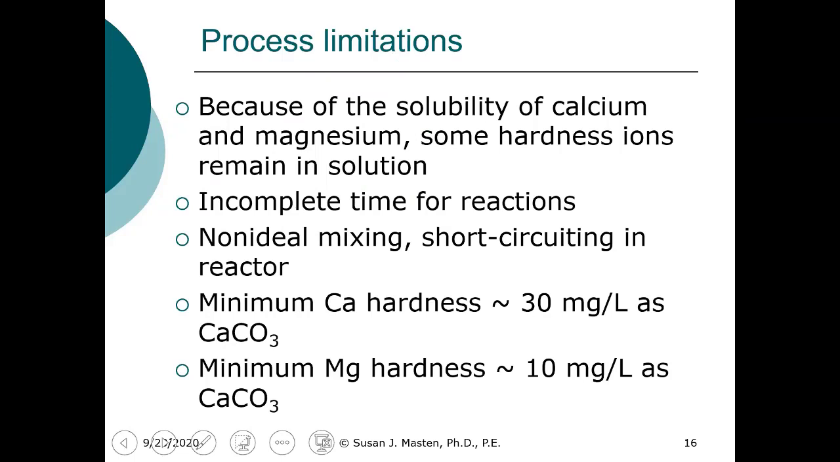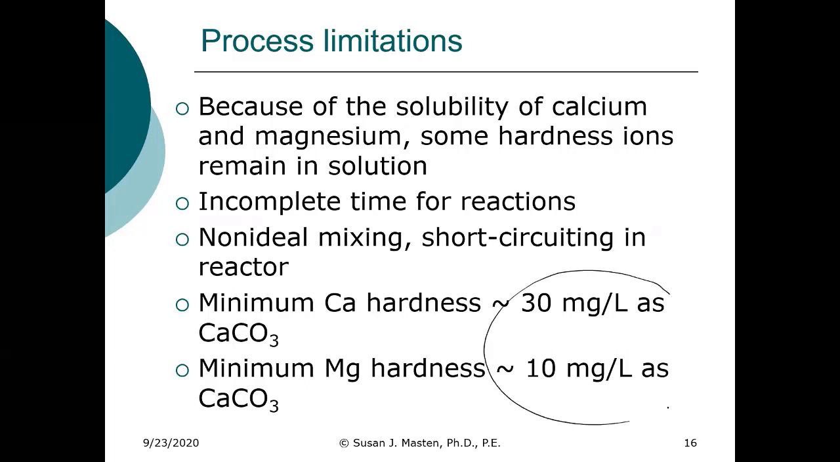Now there are process limitations. As I mentioned, the solubility. I showed you the solubility of calcium and magnesium. So some hardness ions will remain in solution. That is not true when we talk about ion exchange or reverse osmosis, or to a much lesser extent. But with lime soda ash softening, because of these limitations, you will typically produce a water that has about 40 milligrams per liter as calcium carbonate.